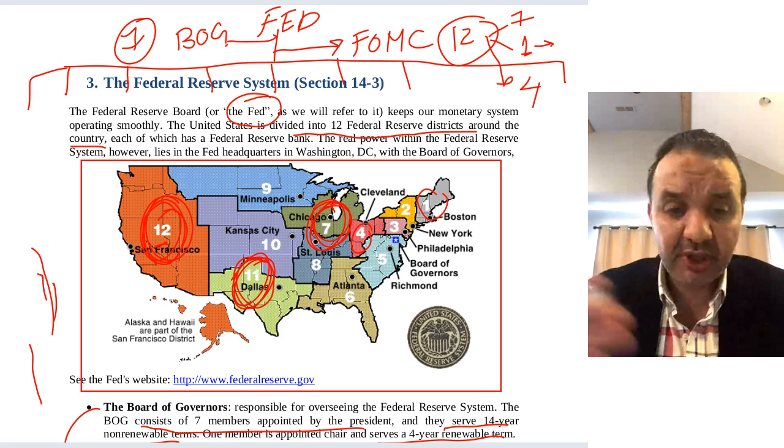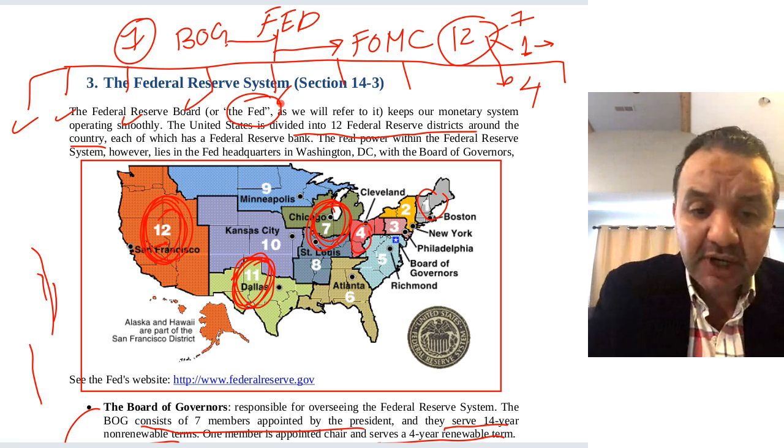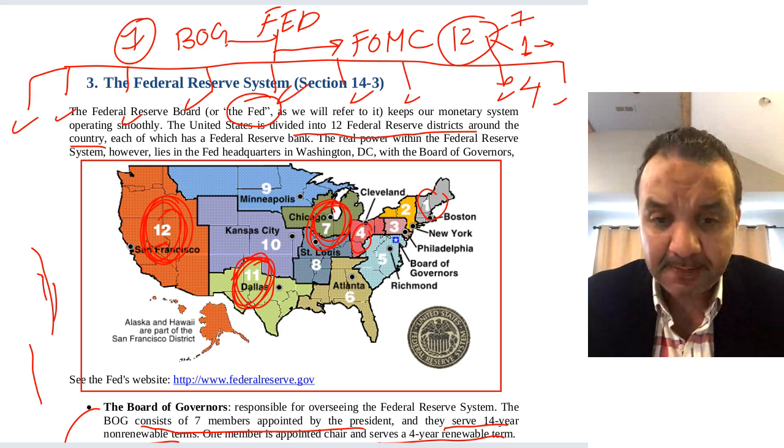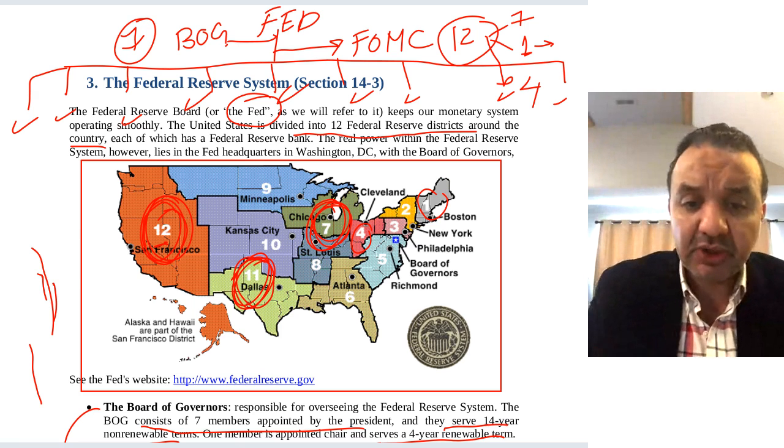And this is what we mean by money circulation. The money is circulated around the country. So these are the 12 federal banks which cover all the states. Okay, so let me say it one more time.